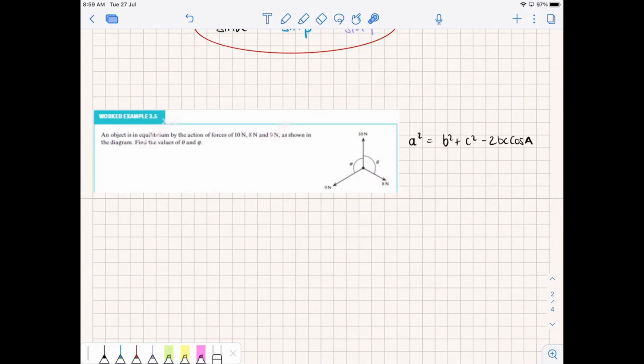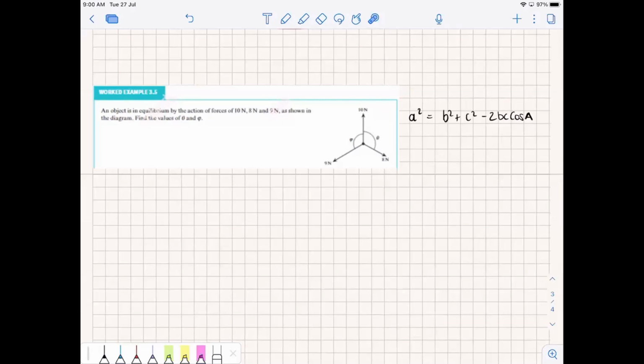So let's have a look at this worked example and give it a go. This is an object in equilibrium by the action of forces of 10 newtons, 8 newtons, and 9 newtons, shown in the diagram. They want us to find angle theta, and they want us to find angle, is that a funny Y curly thing?